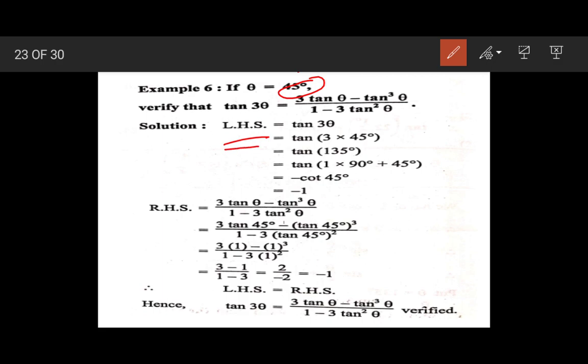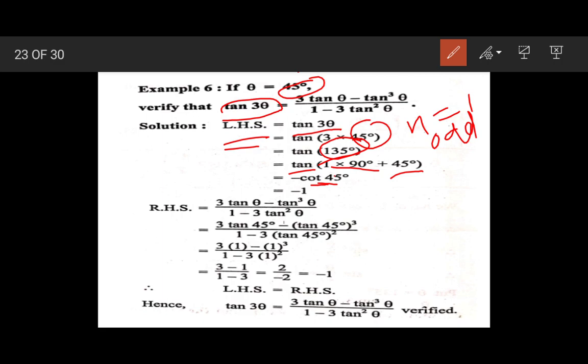So left hand side is tan 3 theta, right? In that theta is 45 degree. So 3 into 45 degree means 135 degree. Now 135 degree, can I write this as 90 plus 45 degree? 90 plus 45 degree is 135 degree, right? Now here n is equal to 1 means odd number. So for odd, tan will convert into cot. Okay, so cot 45 degree.